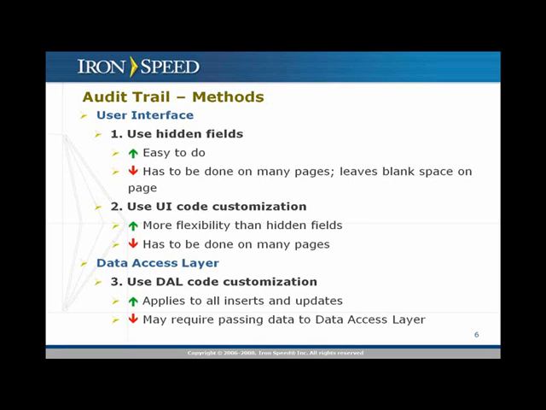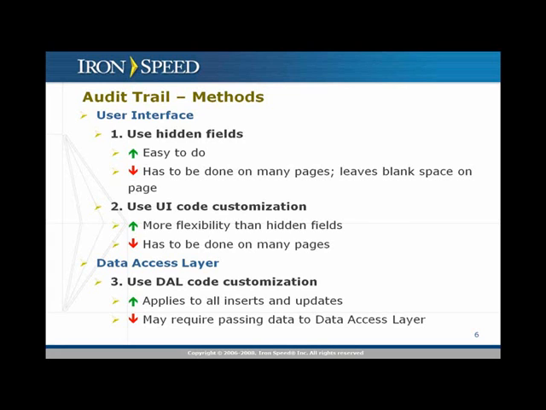But in some cases, you may require data that is only available at the user interface layer, as an example, and not available at a lower level of data access. So you may need to figure out a way to pass data back and forth in order to do the data access layer. So that's kind of the three ways of doing it. Let's cover each one of them.